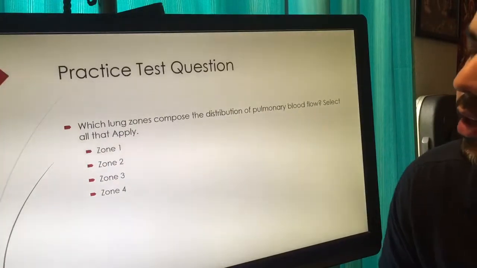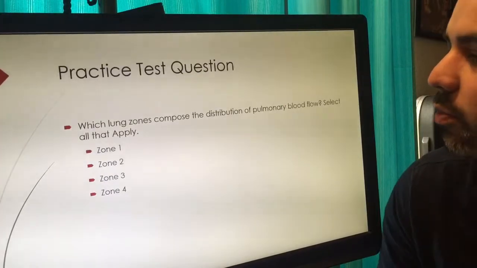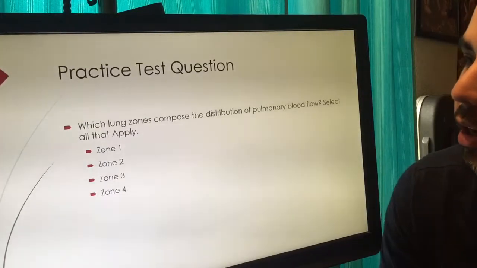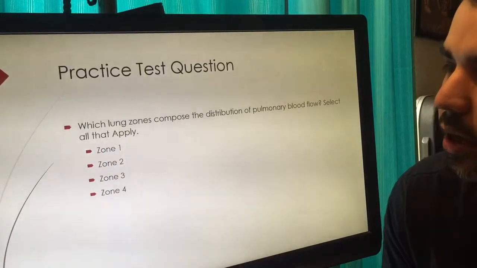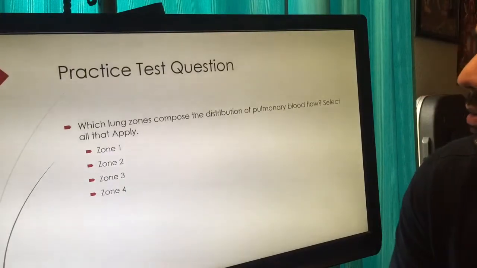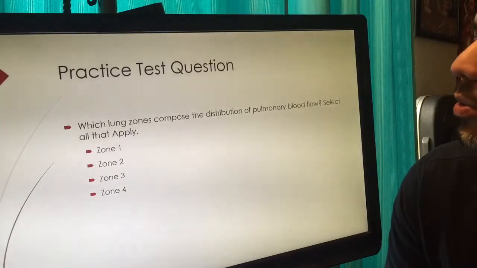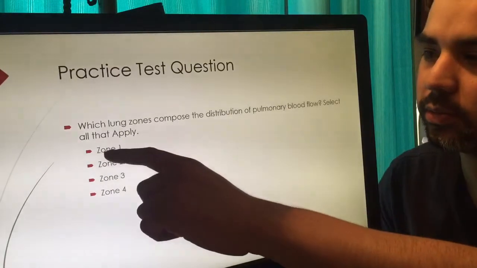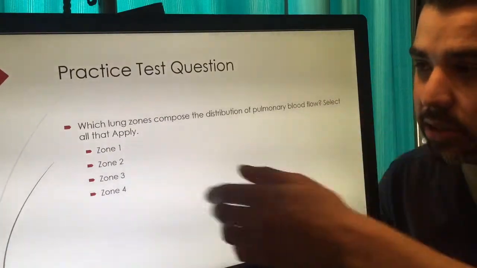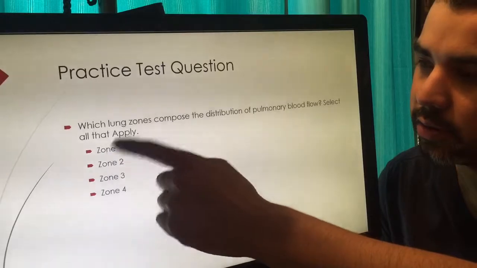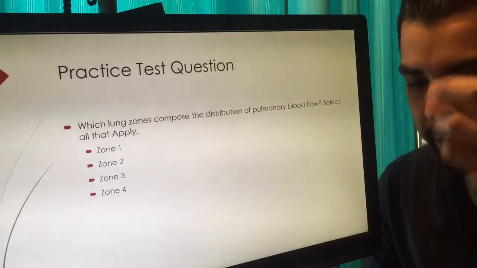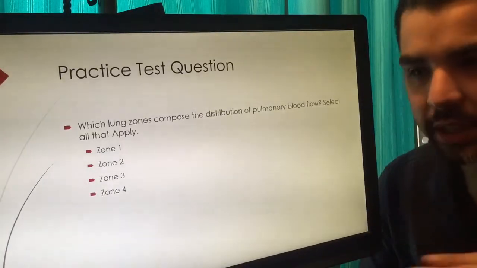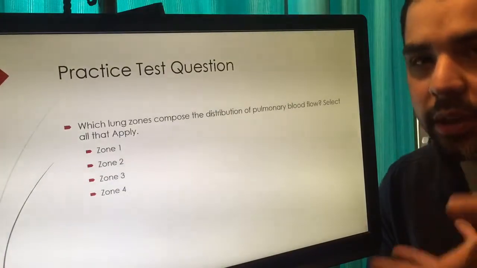Next test question we got is: which lung zones compose the distribution of pulmonary blood flow? Select all that apply. So like I said, we just talked about what lung zones are and how they work. Looking at these, it's kind of obvious. There's only 3. So there's zone 1, yes, because that's the zone in the apices of the lung. Zone 2, yes, because that's in the middle of the lung. That's normal perfusion and ventilation occurring.